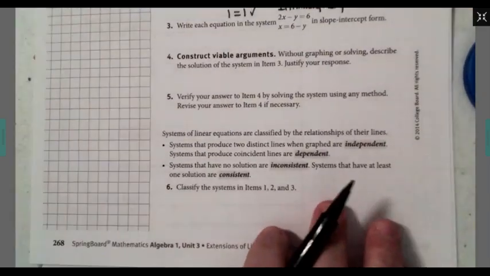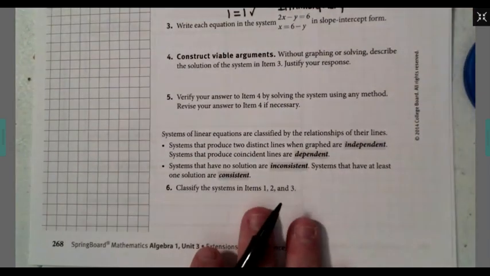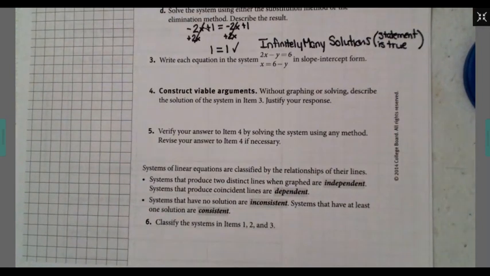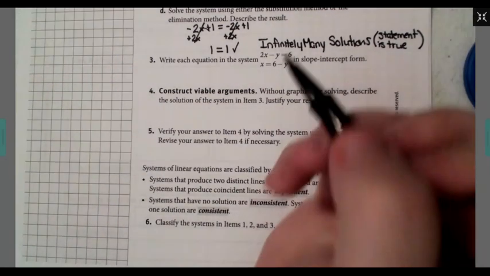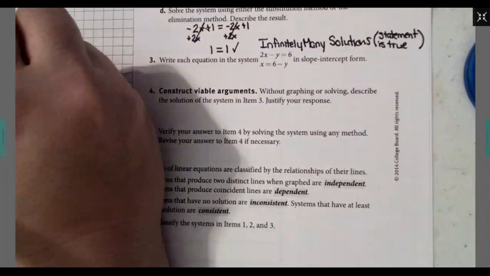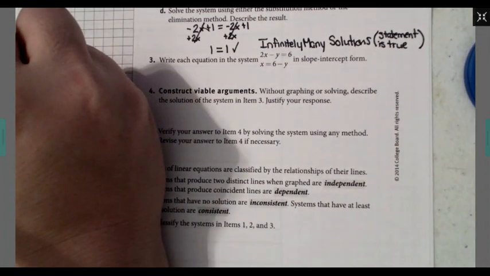All right, for this section, we're going to cover questions 3 through 6. Number 3, write each equation in the system 2x minus y equals 6, and x equals 6 minus y in slope-intercept form. All right, I'm going to do this off to the side.